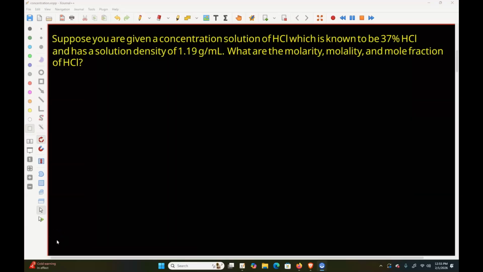Suppose you are given a concentrated solution of HCl, which is known to be 37% HCl and has a solution density of 1.19 grams per milliliter. So what are the molarity, molality, and mole fraction of HCl? Begin with the assumption of 100 grams. So if I assume 100 grams, then you know that there's 37 grams of HCl and 63 grams of water.